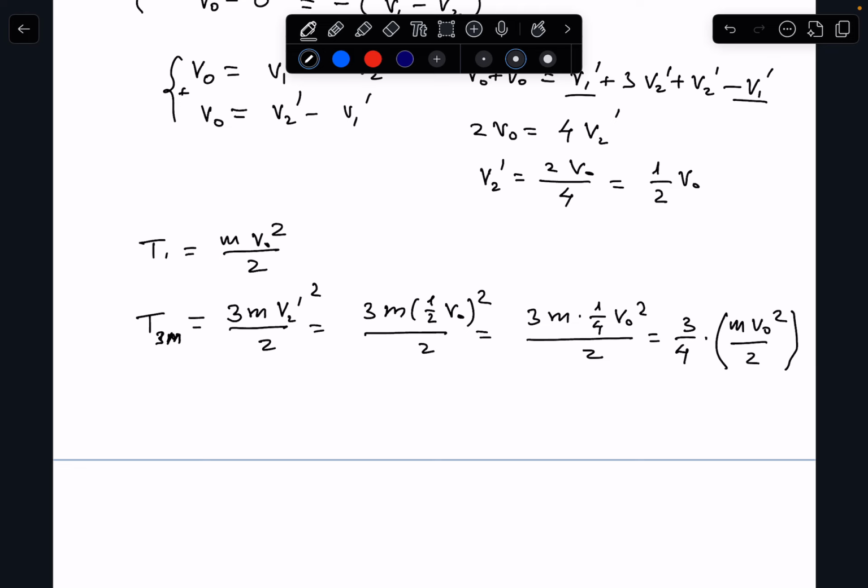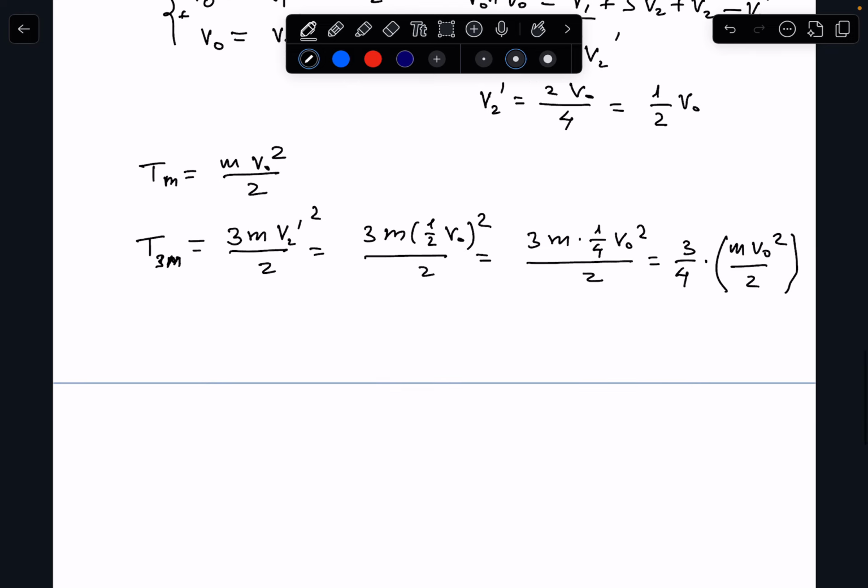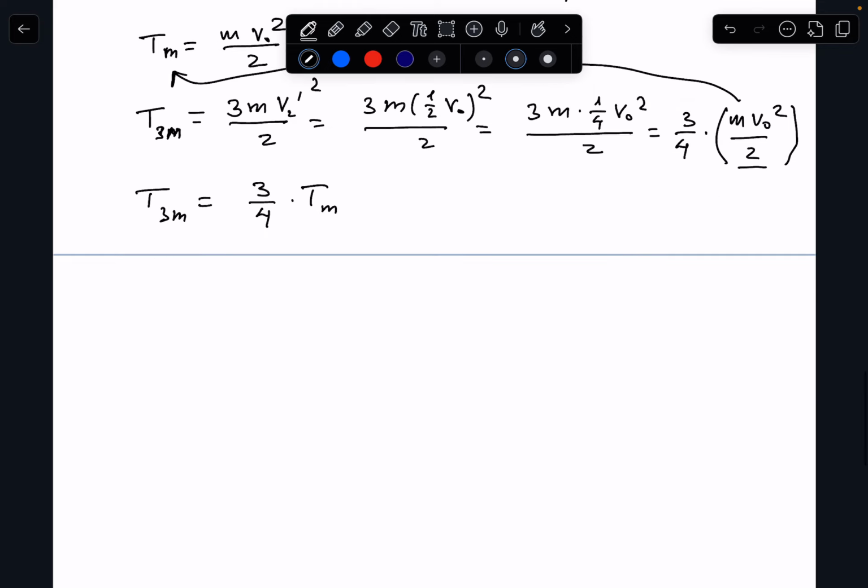As we see, this is the initial kinetic energy of the projectile. We can put instead of this one T_m. T_3m equals 3 over 4 T_m. As we can see, T_3m over T_m equals 3 over 4. So in percents, it will be 75%. 75% of the energy is transferred to the block.